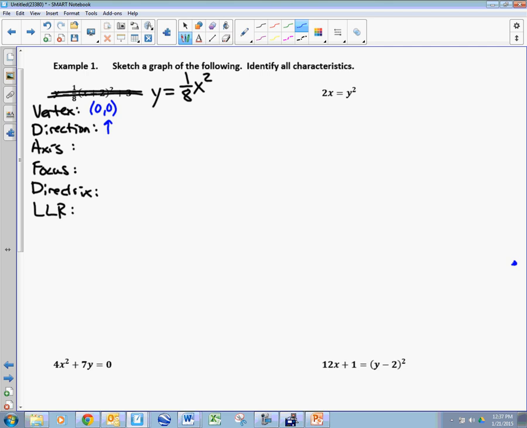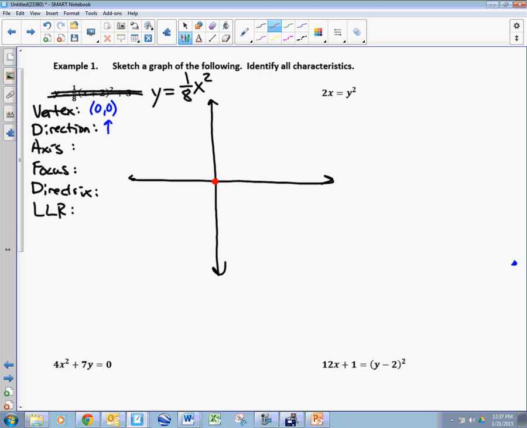Now, I highly encourage you, some people want to label everything and then draw the graph. I would do it hand in hand. As you do one part, go ahead and do the other, because as we start shifting things later, it's going to be much more difficult if we just try to do all the characteristics first. Okay, so I'm going to label 0, 0.